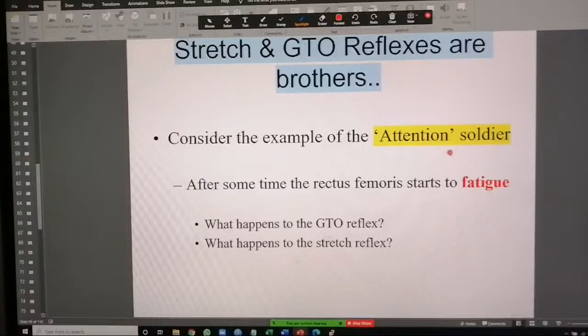Okay, now I bring your attention back to that soldier, who is standing straight in attention. Of course, after some time, the rectus femoris will start to fatigue, right? I want you to think about these two questions. In this scenario, what happens to the GTO? What happens to the stretch? Think.